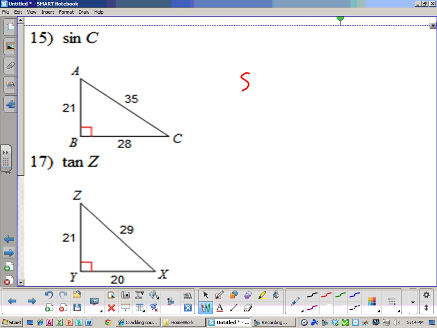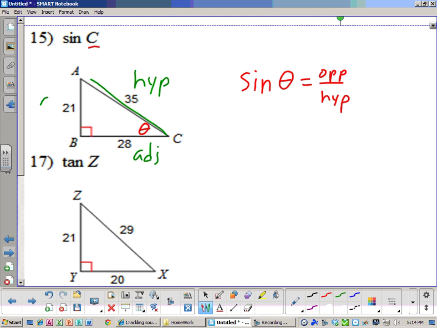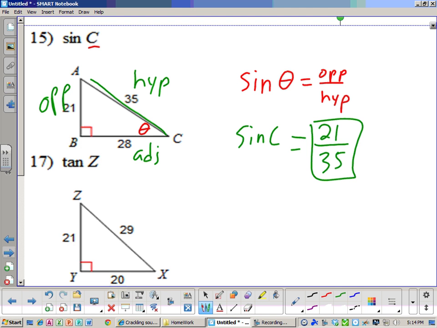15. Sine of some angle is opposite over hypotenuse, right? Now the theta in this case is at C. You can put that right there. And identify this side as my hypotenuse because it's the longest side. This is the side closest to it, so adjacent. And over here, opposite. All right, so opposite 21, hypotenuse 35. There's our answer. Sine of C is equal to 21 over 35.